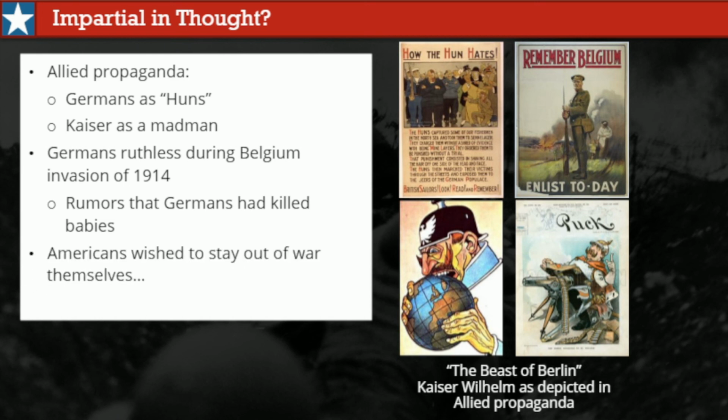So, although the American people strongly wished to stay out of the Great War themselves, the majority definitely leaned toward helping the Allies achieve victory over the Central Powers.